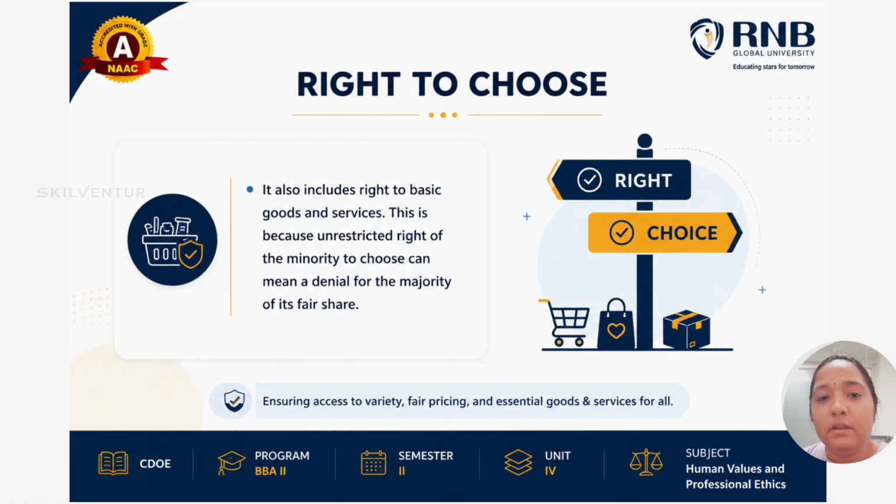So, for example, when you go to buy a mobile phone, you can choose from different brands like Samsung, Apple, or Xiaomi. So, this freedom to compare and select is an example of the right to choose. To conclude, the right to choose empowers consumers, gives them control over their decisions and helps create a fair and competitive market.